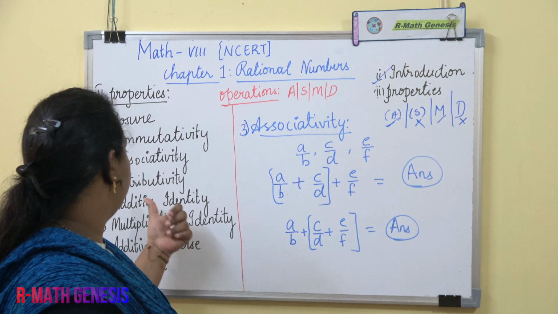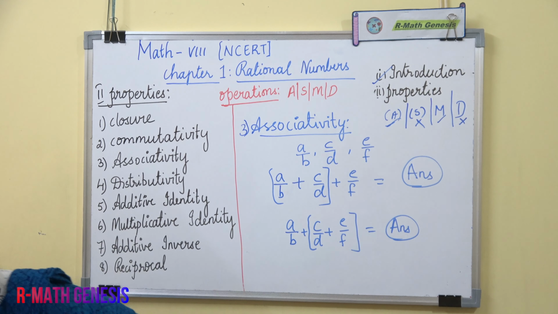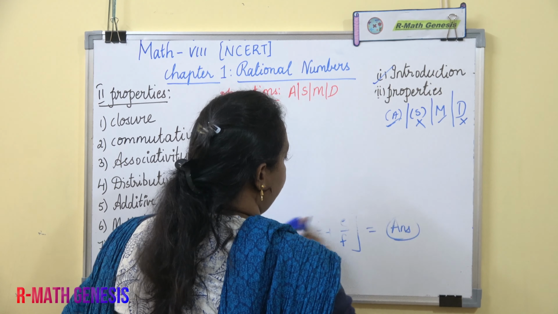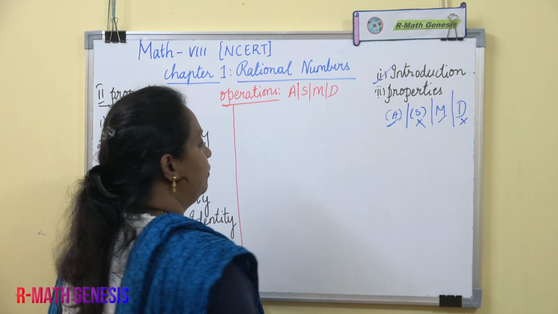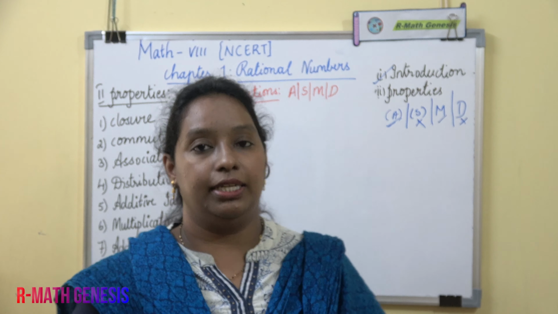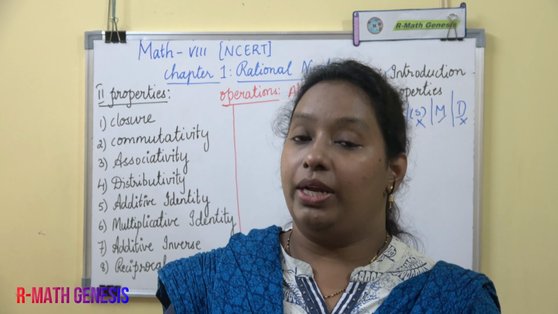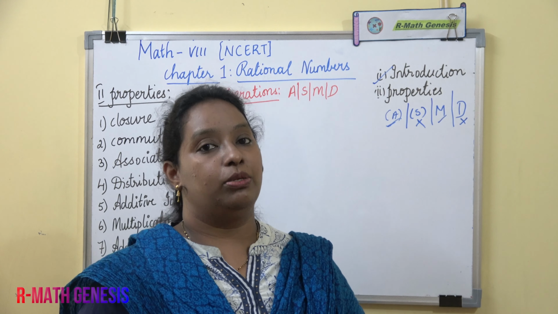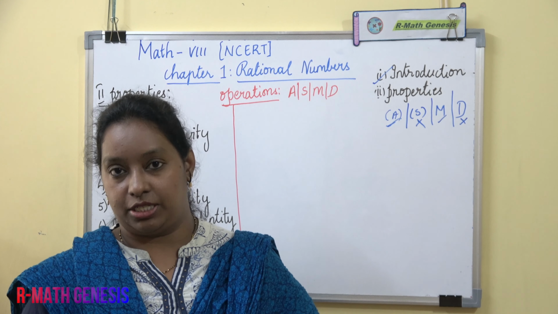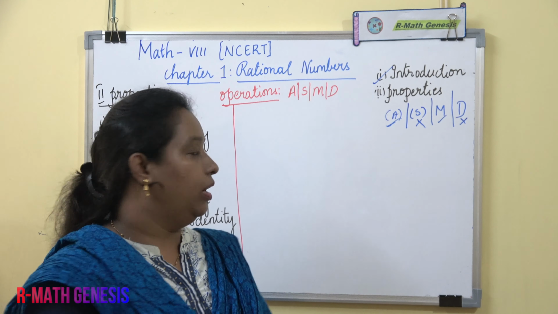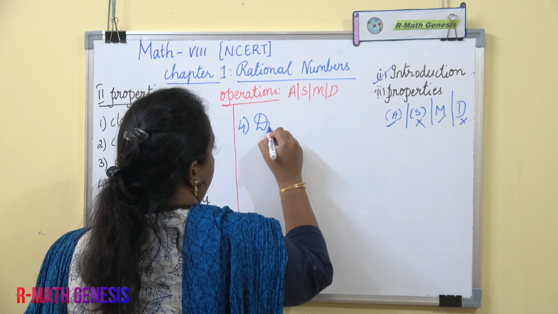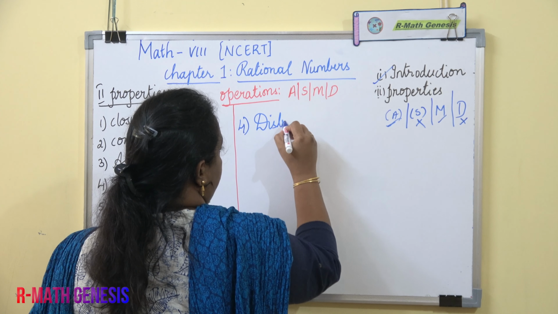Next comes distributivity. The fourth one is distributivity. Distributivity is of multiplication over addition as well as subtraction. We all know it, right? In distributivity we use addition as well as subtraction with multiplication.